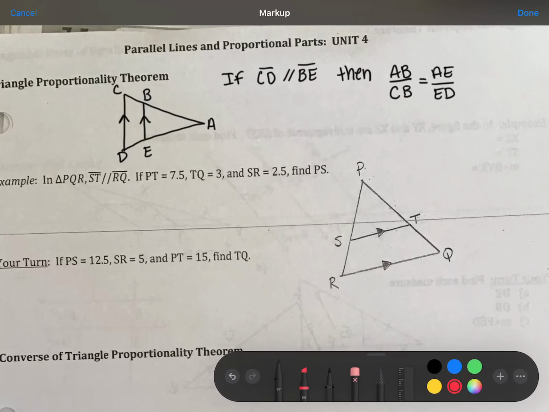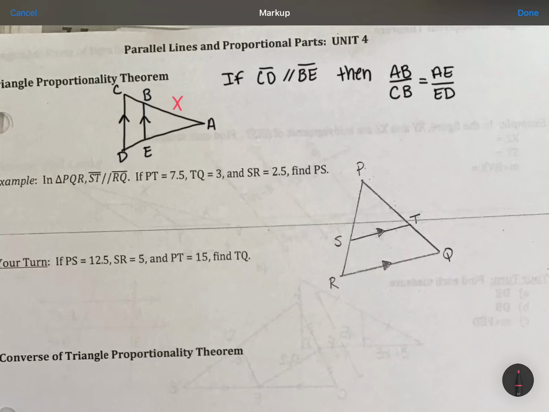Okay, and so what I'm going to do is put some variables on here because I think sometimes that makes it a little bit easier. So if I call this X and I call this side Y and I call this side Z and W. I guess I should have started with W, but whatever. So basically, if you have segments that are parallel, and so you've got 2 triangles that are similar because of angle, then you have sides that are proportional. So I could say X is to Y as Z is to W. And sometimes that might be easier to identify than the AB over CB equals AE over ED.